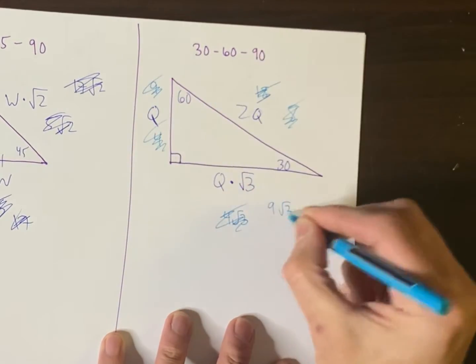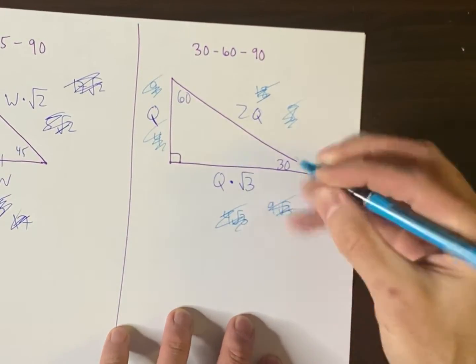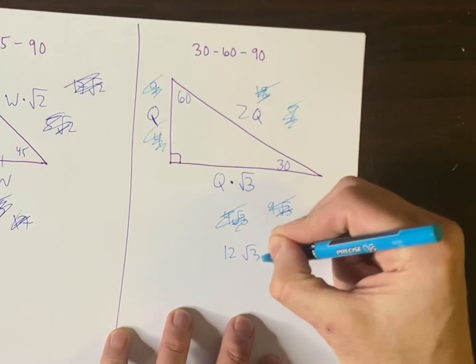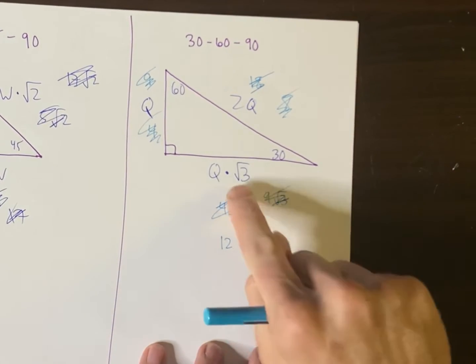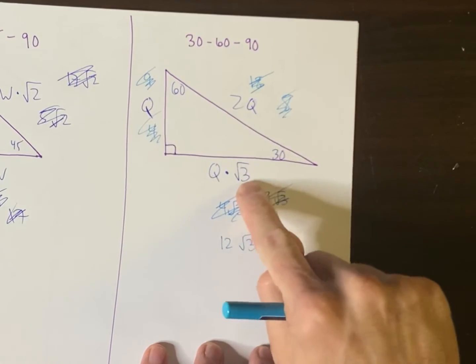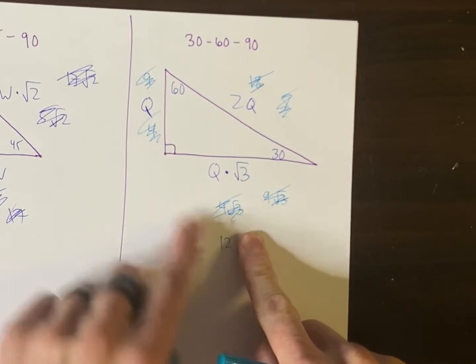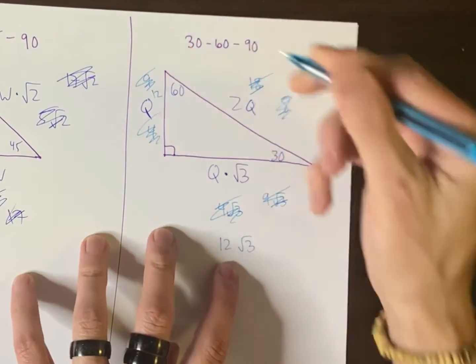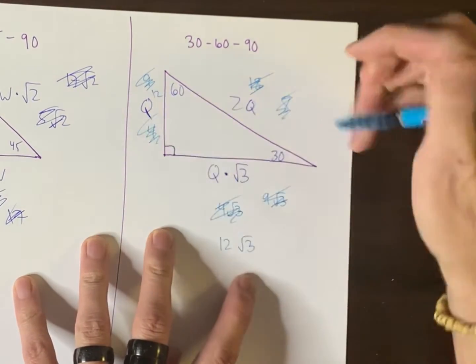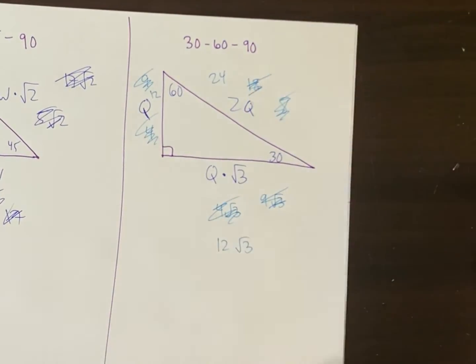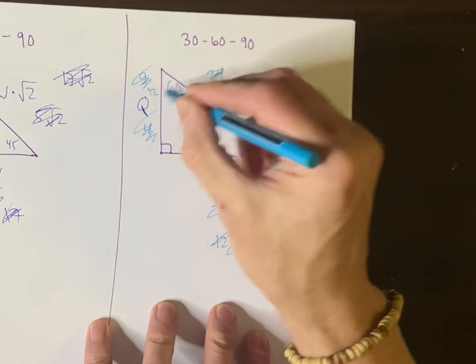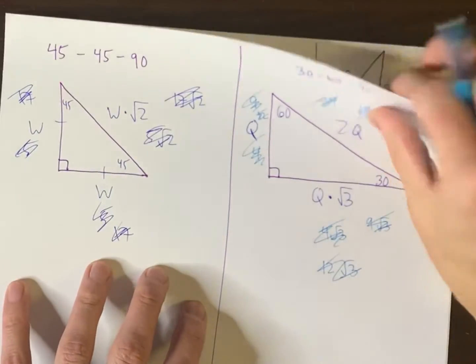How about this case? What if they give you the medium, and they say it's like 12 square root 3? Well, to go from medium to small, remove the square root 3, and what you're left with is the small, which would be 12. And if the small is 12, then the hypotenuse is 24, because he times it by 2. So that's how you play that game, but let's actually try it with some problems here.